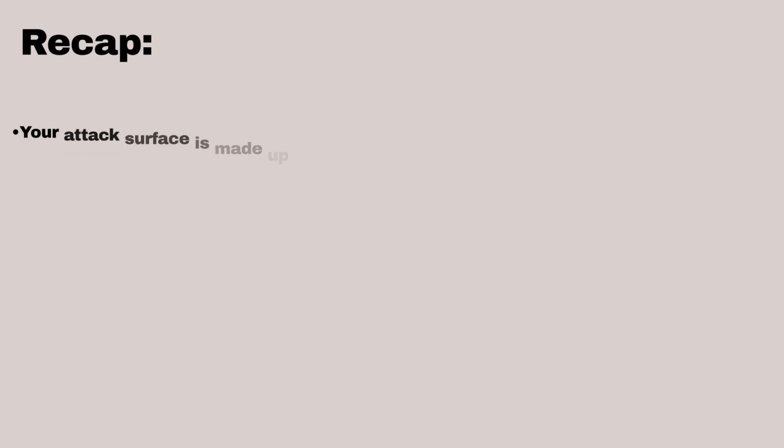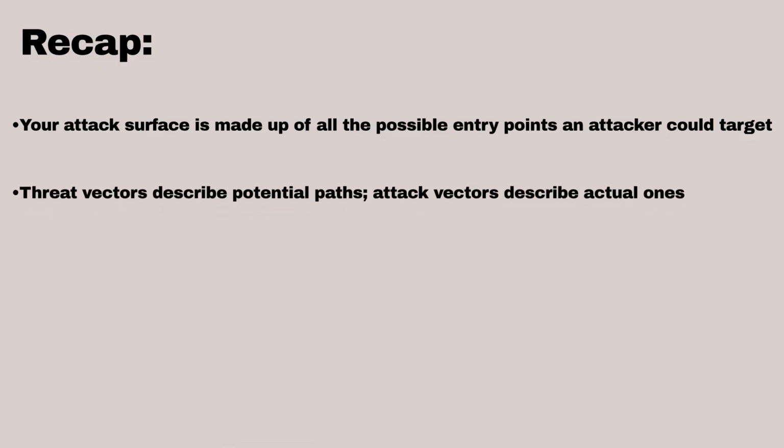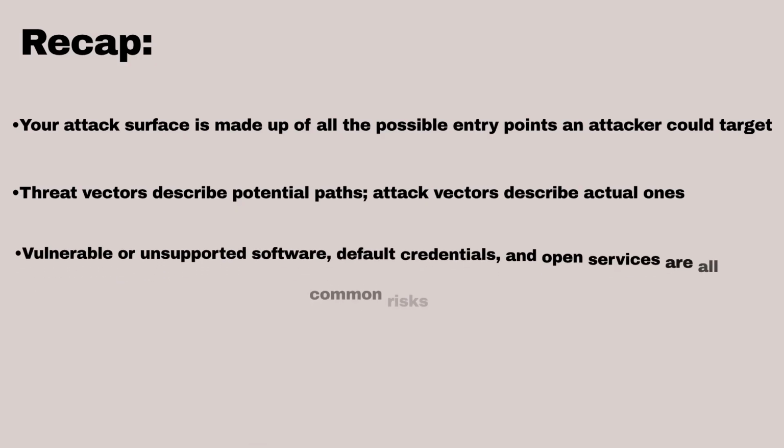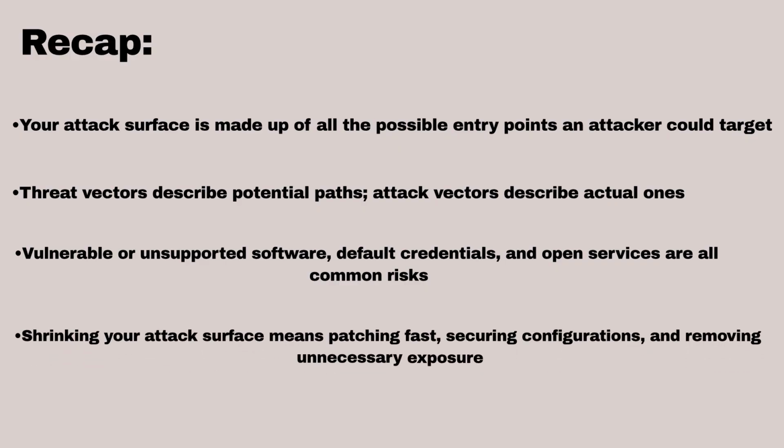All right, here's a recap. What did we learn? We learned that the attack surface is made up of all possible entries an attacker could target. We learned threat vectors describe potential paths. Attack vectors describe actual ones. Vulnerable or unsupported software, default credentials, and open services are all common risks. And we learned that shrinking your attack surface means patching first, securing configurations, and removing unnecessary exposure.